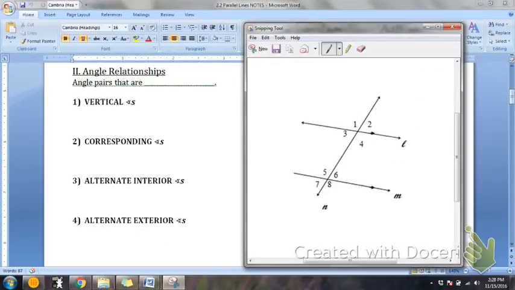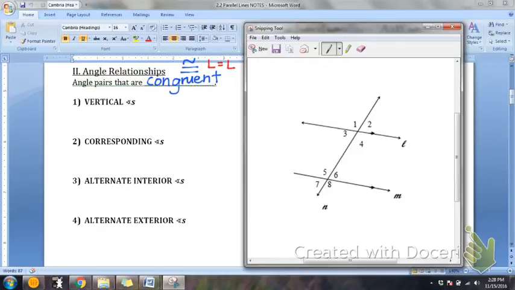Okay, so the first types of angle pairs that we're going to talk about are angle pairs that are congruent. So that's your blank right there is congruent. What do we know that congruent means? The same, right? And the symbol for congruent is this equal sign with a squiggly. So all of these types of angles we're going to set equal to each other. So we're going to write little equals little, which means we're going to set them equal to each other. Little equals little. The angles are the same.